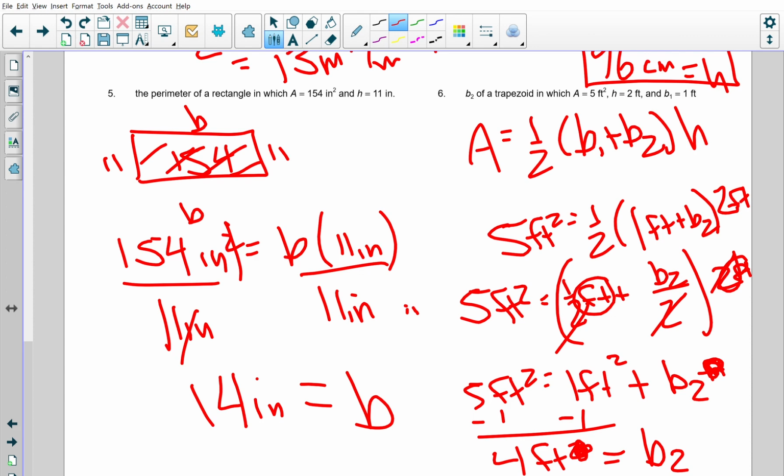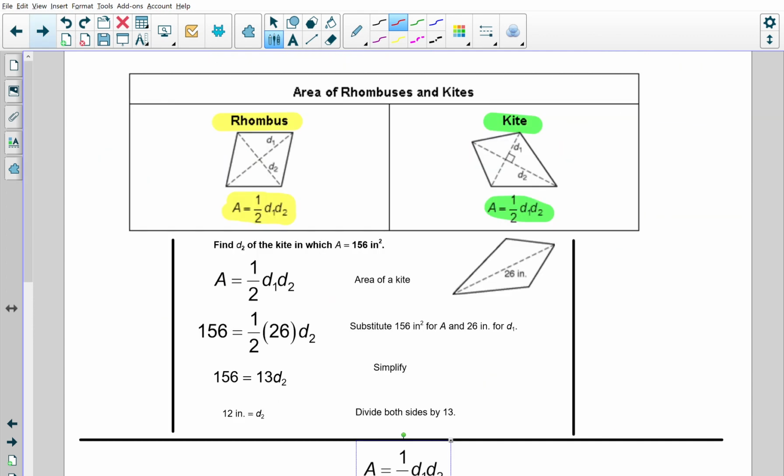All right, next one gets into kites and rhombuses.